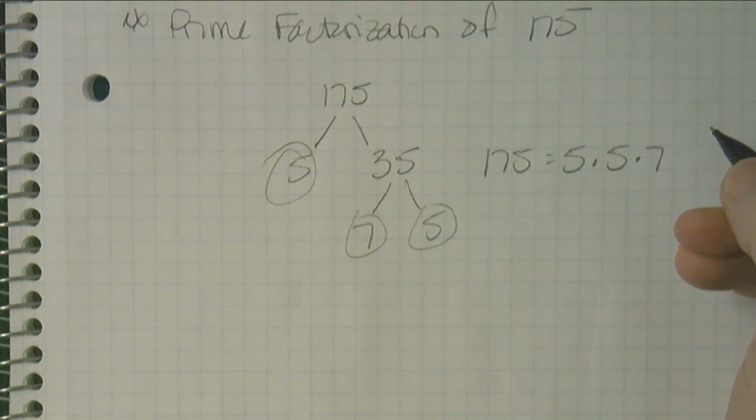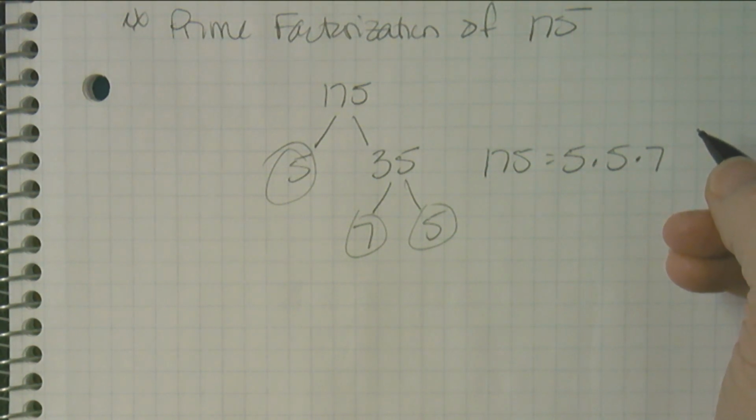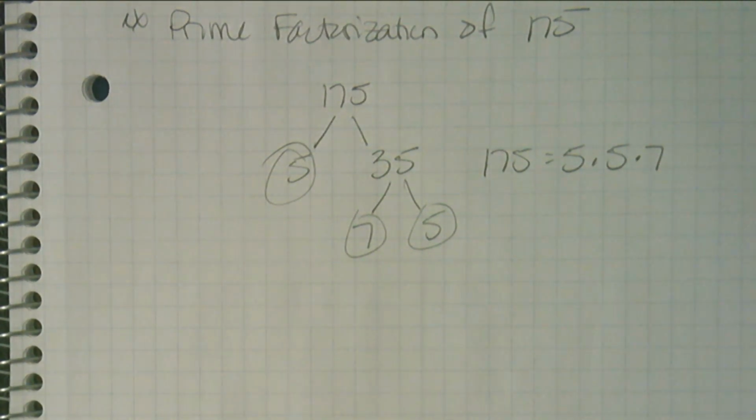Coral, what'd you do? Excellent. Yep, so you get the same thing, right? So as you guys can see, it doesn't matter what two factors you start with, as long as when you're done, you get all the way down to the prime factors. Does that make sense to you guys? Okay, so let's throw some variables into this.